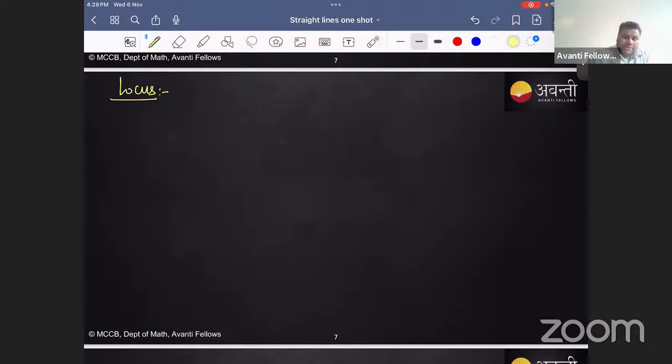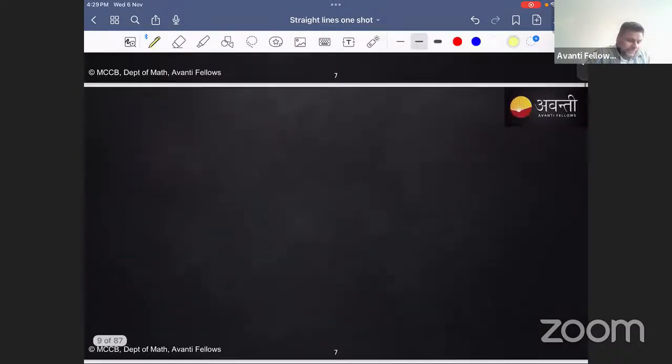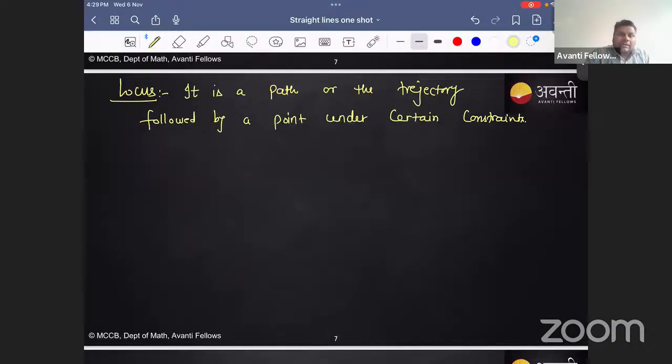See, locus is what? It is a path or the trajectory followed by a point under certain constraints. Getting my point? So there can be constraints which they will give you in the problem.